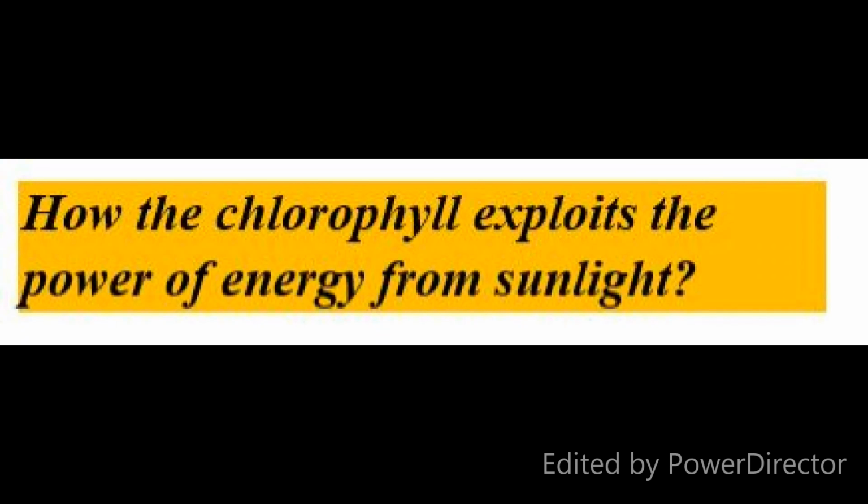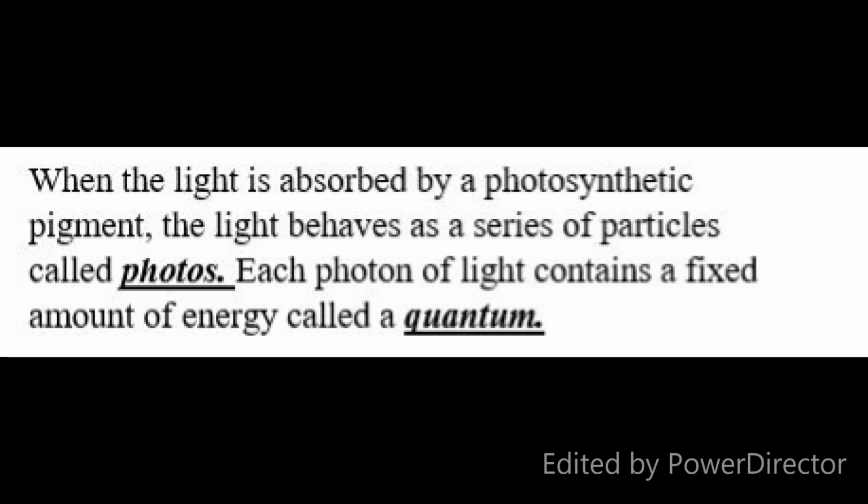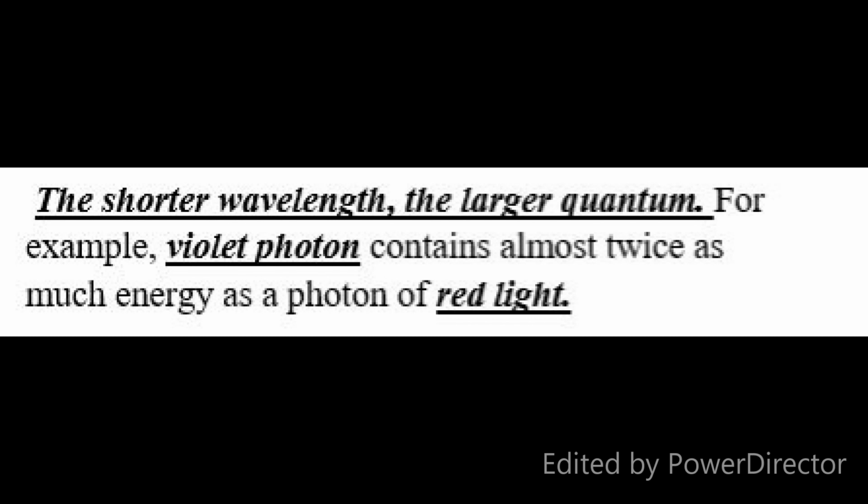How does chlorophyll exploit the power of energy from sunlight? When light is absorbed by a photosynthetic pigment, the light behaves as a series of particles called photons. Each photon of light contains a fixed amount of energy called a quantum. The shorter the wavelength, the larger the quantum. For example, a violet photon contains almost twice as much energy as a photon of red light.